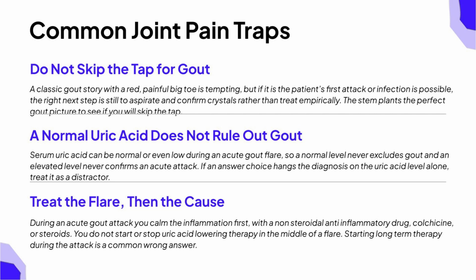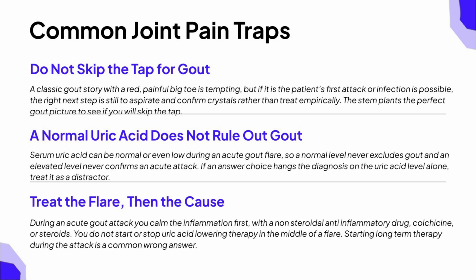Now the traps test writers love to plant. First, do not skip the tap just because the gout story is perfect. When you see the red, exquisitely painful big toe after a rich meal and alcohol, it is tempting to jump to treatment. But if it is a first attack or infection is possible, the correct next step is still to aspirate and confirm the crystals.